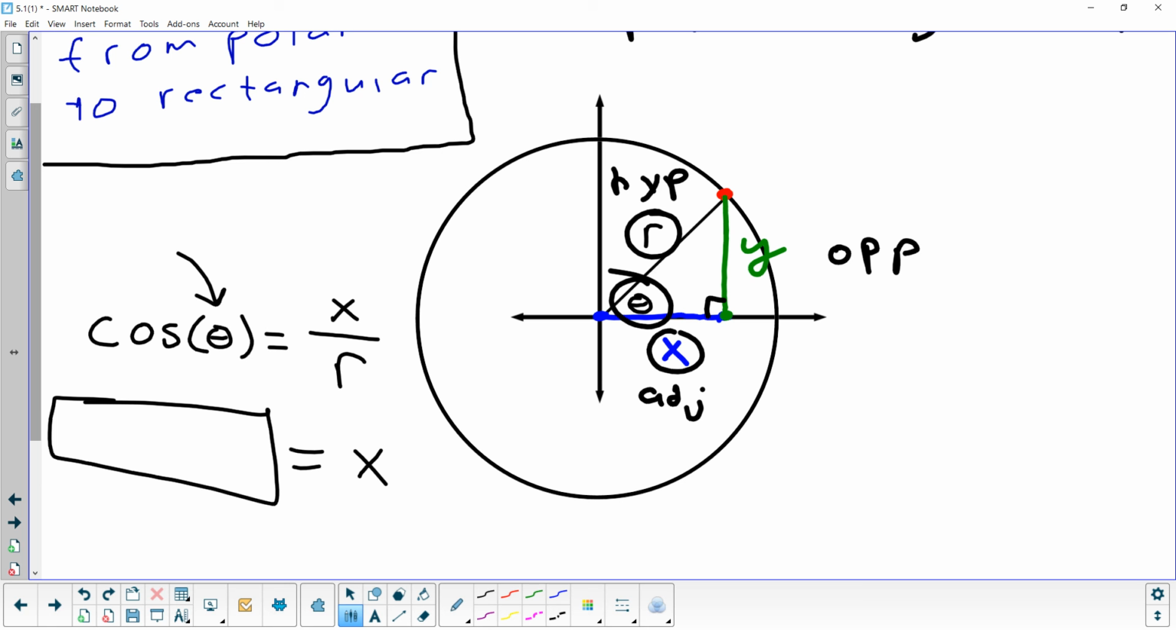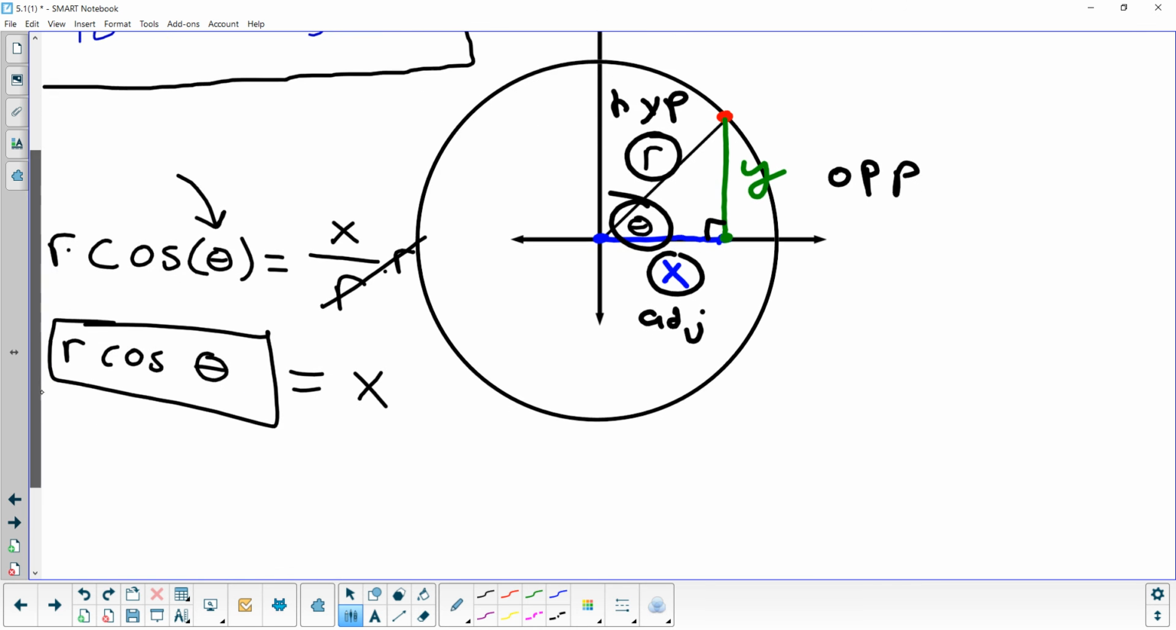How would I get x alone? How about Cassie? How would we get x by itself? Multiply both sides by r. That's gone. That's gone. And there is your formula that will calculate the x value of a rectangular coordinate. You have to know the radius and the theta of your polar, plug them in, and you'll get x.